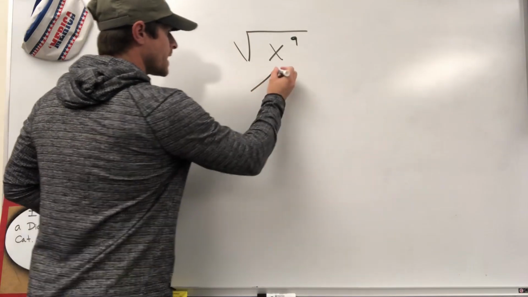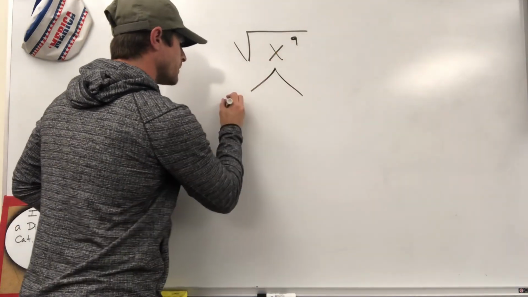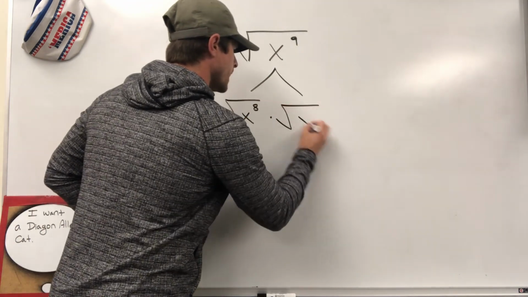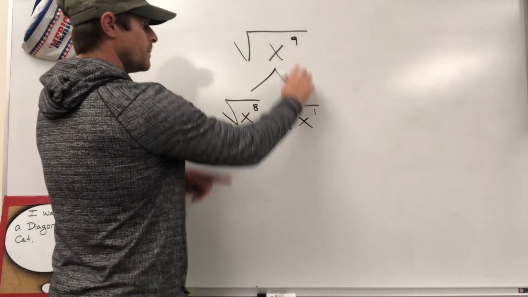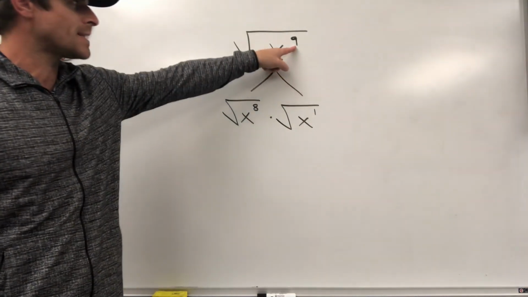So let's factor this into two parts. The square root of x to the 9th power is no different than the square root of x to the 8th times the square root of x to the 1st. The 8 and the 1 make my 9 right there. Now, why did we do that? Well, because that's an odd number.